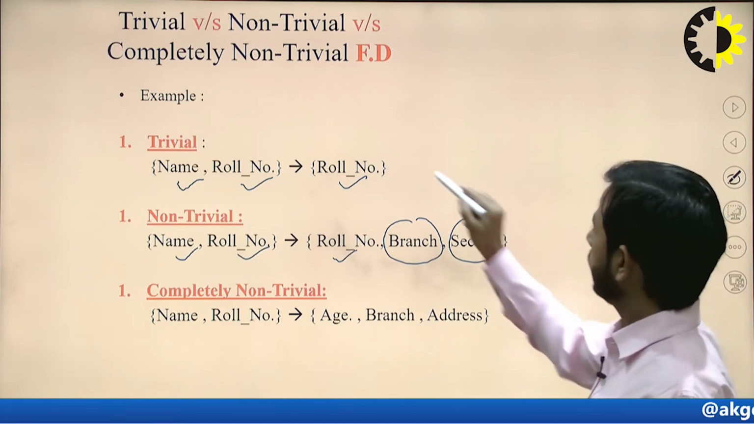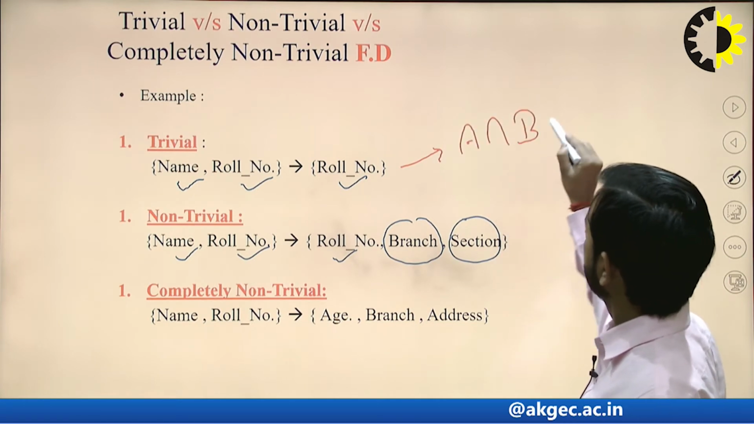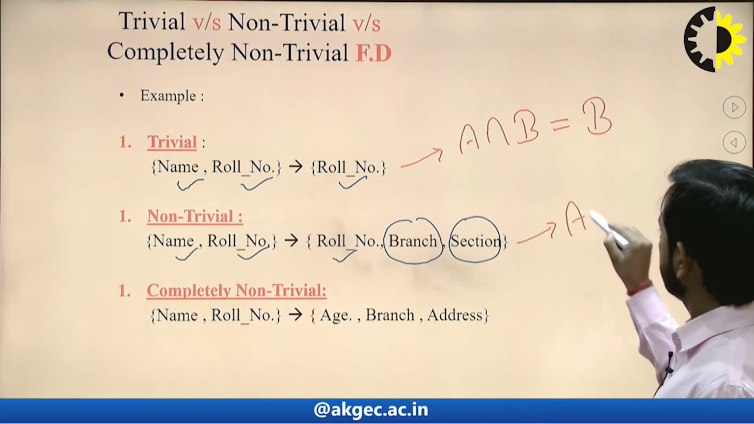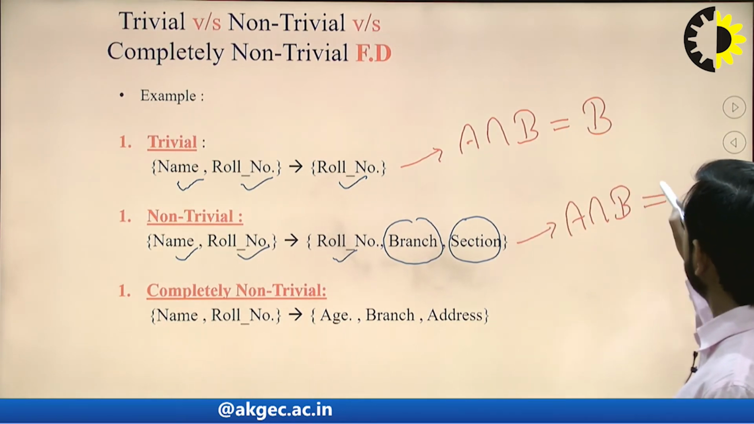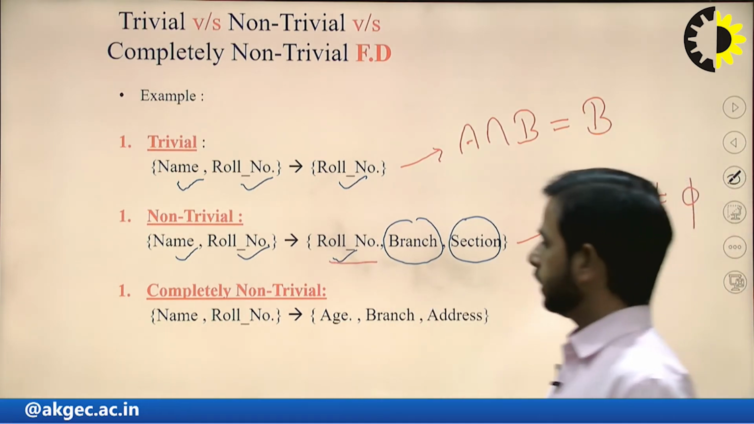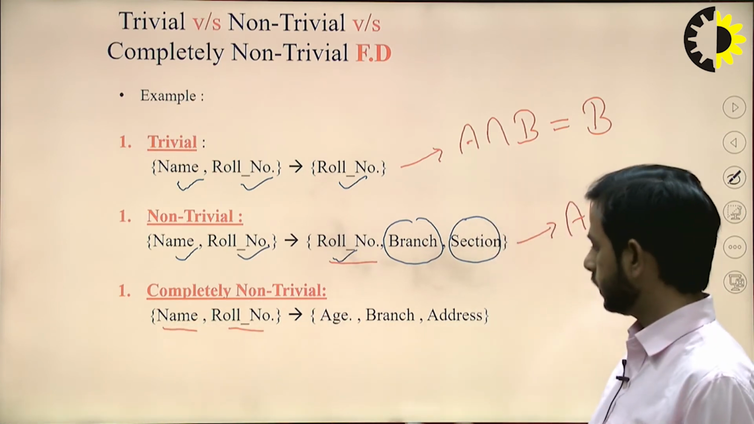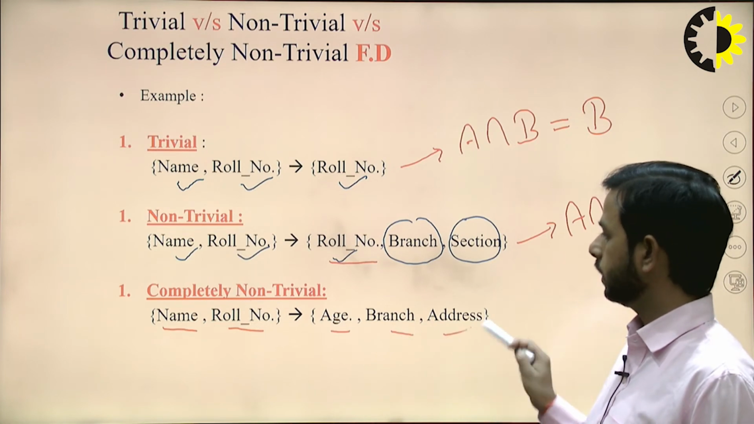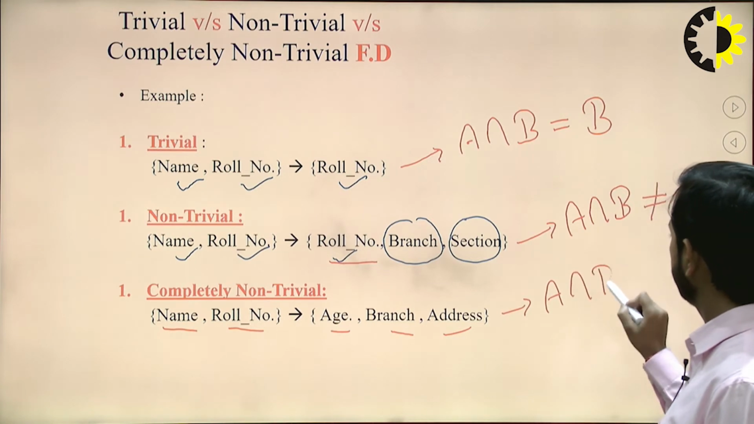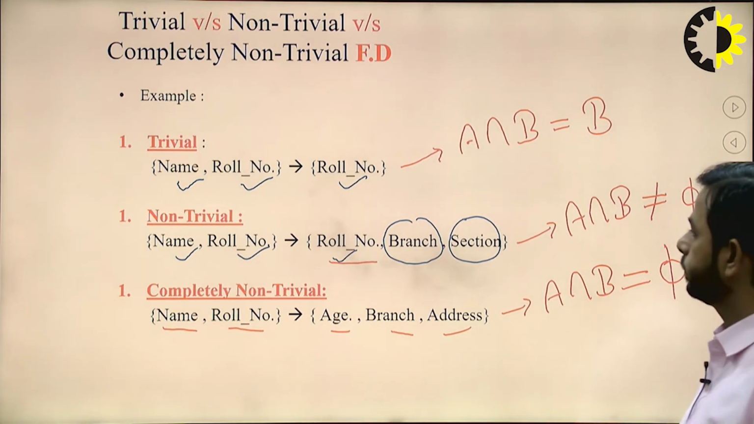So if we verify A intersection B, then it is B itself. If we take A intersection B, then it is not null. There is some value, meaning roll number. Now completely non-trivial. Suppose we know the name and roll number, then we can identify age, branch and address. So if we take A intersection B, then there is nothing common, so it is null.